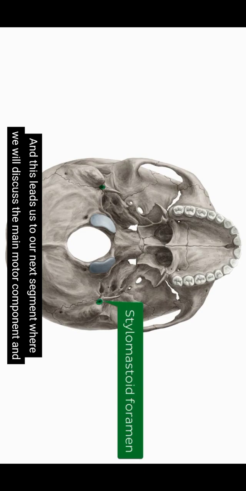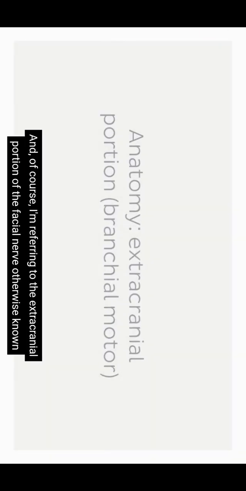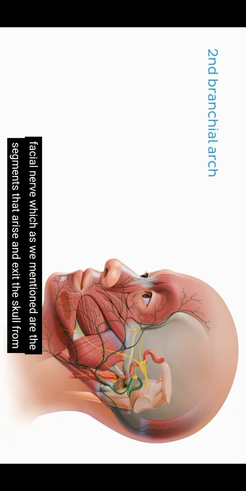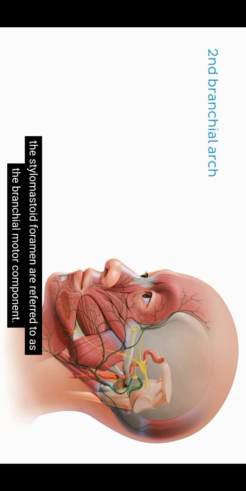And this leads us to our next segment, where we will discuss the main motor component of the facial nerve. And of course, I'm referring to the extracranial portion of the facial nerve, otherwise known as the branchial motor section. As we mentioned a bit earlier on in the tutorial, the major motor components of the facial nerve, which are the segments that arise and exit the skull from the stylomastoid foramen, are referred to as the branchial motor component.